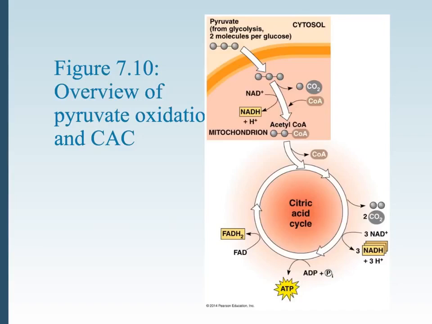Really the benefit of the citric acid cycle is that we've managed to get rid of all of that carbon, and we have produced 4 electron carriers, 3 here and 1 here. And that's like money in the bank. Those electron carriers are going to take those electrons over to the electron transport chain in order to use them to produce ATP.